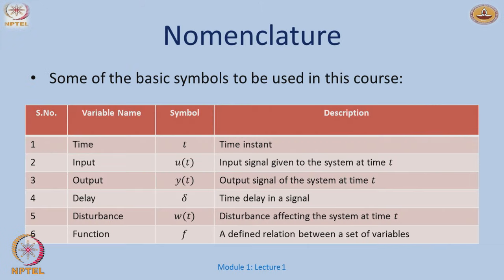Okay. So, before we start, I will just introduce you to some notations in the course. The small letter t would denote the time variable. Input would usually be denoted by u(t), output would be y(t). If there is a certain delay in the time signal, we will denote that as delta. Disturbance would usually be denoted by w(t), which is a time varying disturbance, and f denotes any function, which maps one variable to the other.